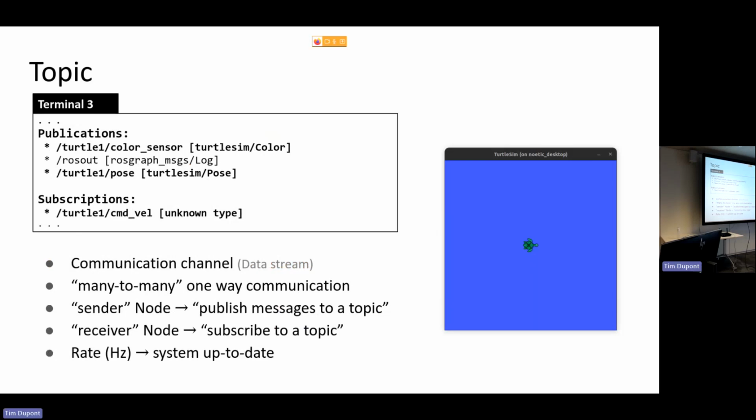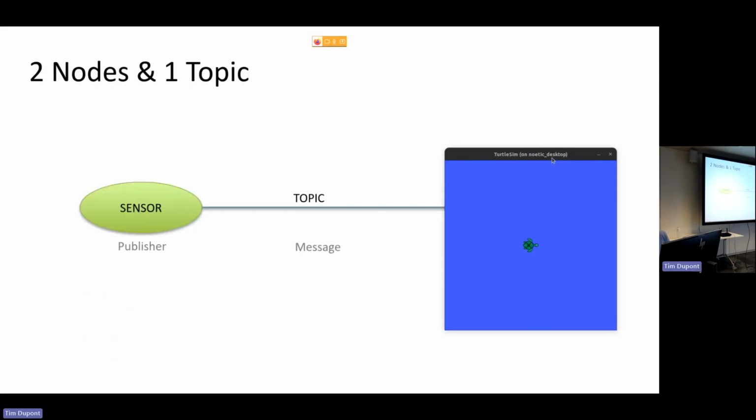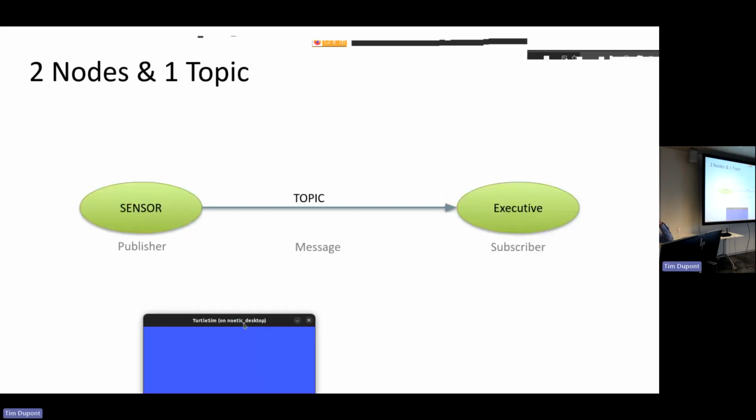So the sender node publishes and the receiver node subscribes. And of course, the data on the topic has certain rates and headers for the system to update. But that's the main way to communicate between the nodes, just publishing data and receiving data between nodes. So there's a visual representation.